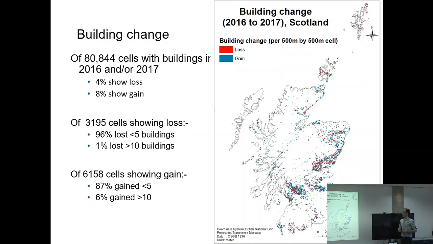And then we looked at these particular aspects of building change. We had all of the different cells, and we could see that of over 80,000 cells that had buildings within them within Scotland, around 4% showed loss and 8% showed gain. And then we could look at particular cells that had a loss and see, is this just a tiny change of less than 5 buildings? Well, yeah, most places it was just a small change.